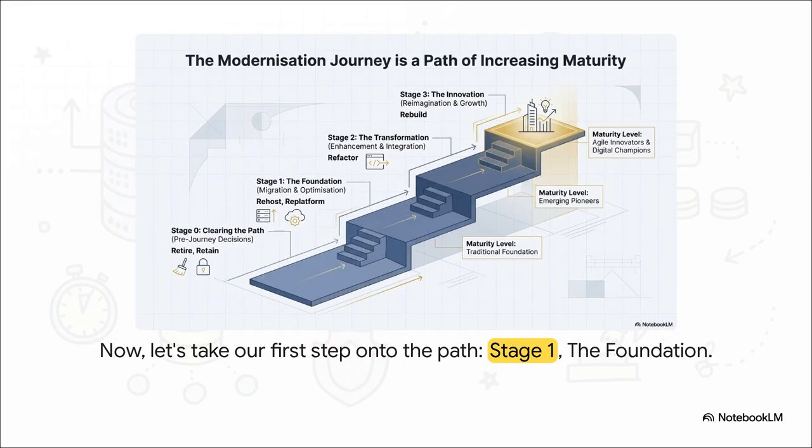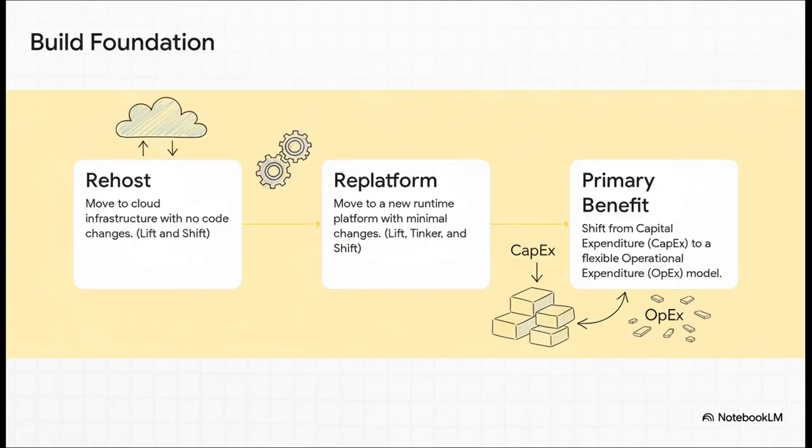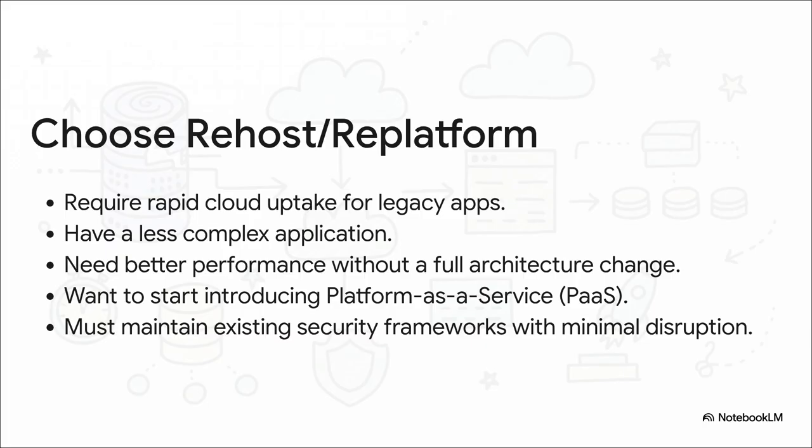Welcome to stage 1, the foundation. Stage 1 is all about Rehost and Replatform. The goal here is pretty simple. Get those quick cloud benefits with the least amount of disruption possible. And the biggest win? It's financial. You stop paying huge amounts of money up front for hardware and shift to a much more flexible pay-as-you-go model. That's a huge deal. So when do you pick one of these? Well, you go this route when you need to get to the cloud fast, especially with older apps. It's perfect if the application isn't super complex, but you still want some performance improvements without having to rewrite the whole thing. It's really the perfect on-ramp to the cloud.